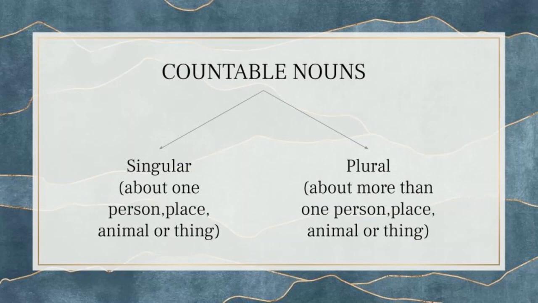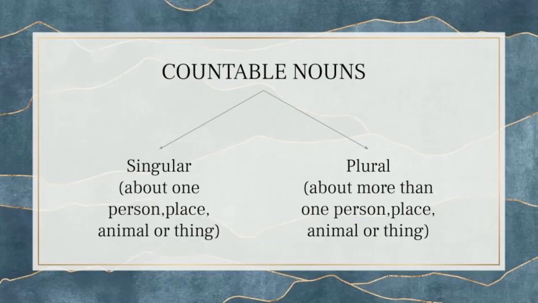Plural nouns tell us about more than one person, more than one animal, more than one place, or more than one thing. Students, once again I am repeating, countable nouns can have two forms. One is singular form and another one is plural form. Singular nouns tell us about one person, one place, one animal, or one thing. It means singular means single. Okay, plural nouns tell us about more than one person, more than one animal, more than one place, or more than one thing.